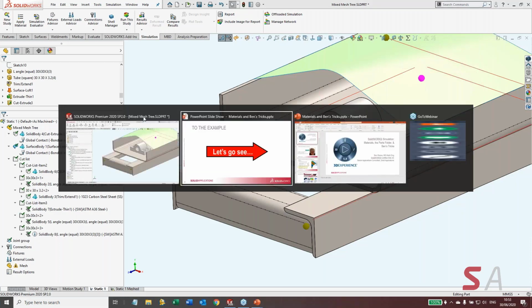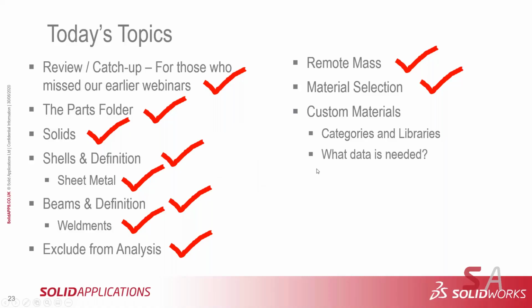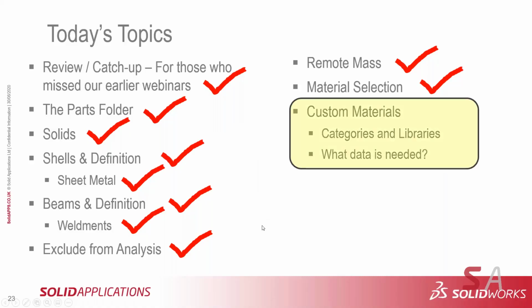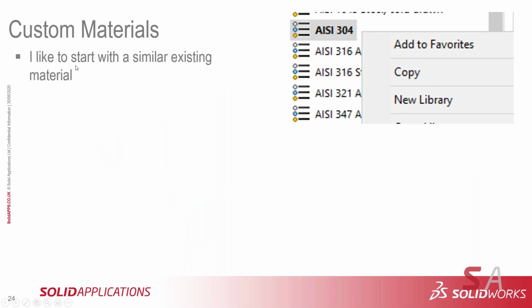So I just covered the basic simple material selection. But now let's talk about custom materials. With custom materials, I'm going to talk about categories and libraries and again, what information is needed. What we normally do is I typically will start with a material that's similar. If I'm really going out in left field with a material I've got no experience with, I'll look up the data somewhere and then I will make a brand new material from scratch.